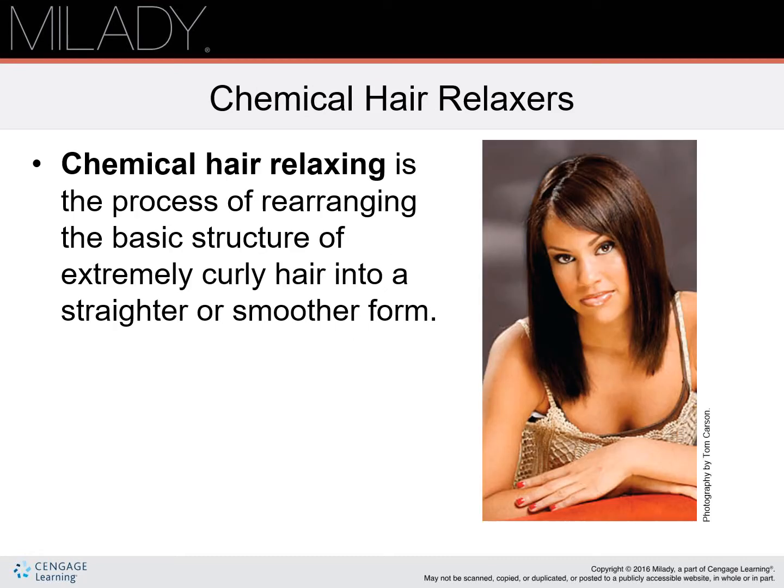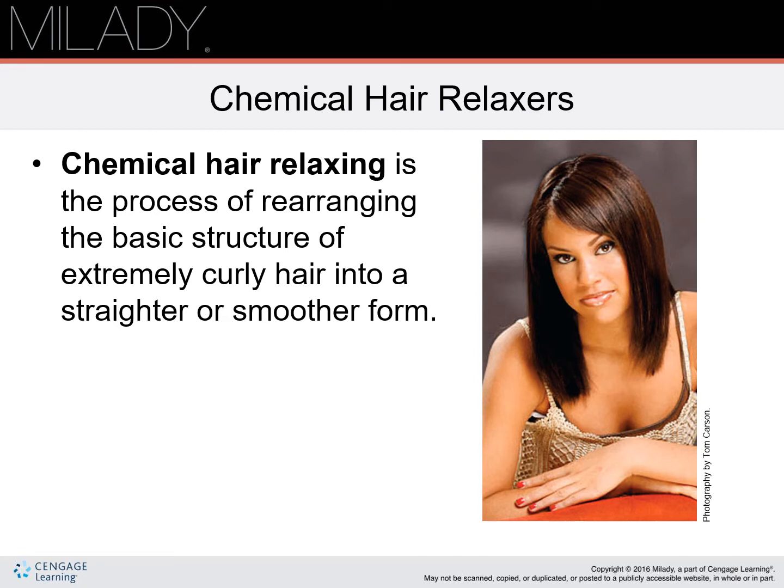Okay guys, we're going to pick up where we left off with chapter 20, chemical texture services, and we're going to talk about chemical hair relaxing and soft curl permanents, or curl reforming. First we're going to get into chemical hair relaxers. Chemical hair relaxing is a process that rearranges the structure of curly hair into a straighter or smoother form.